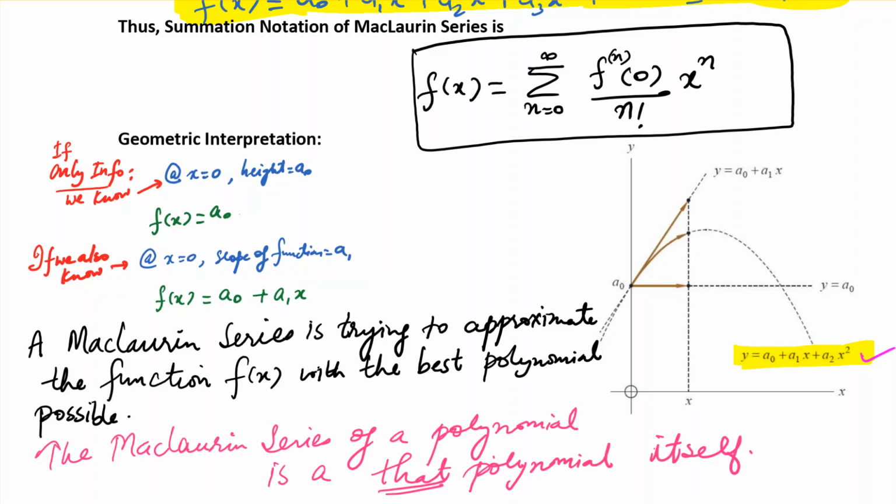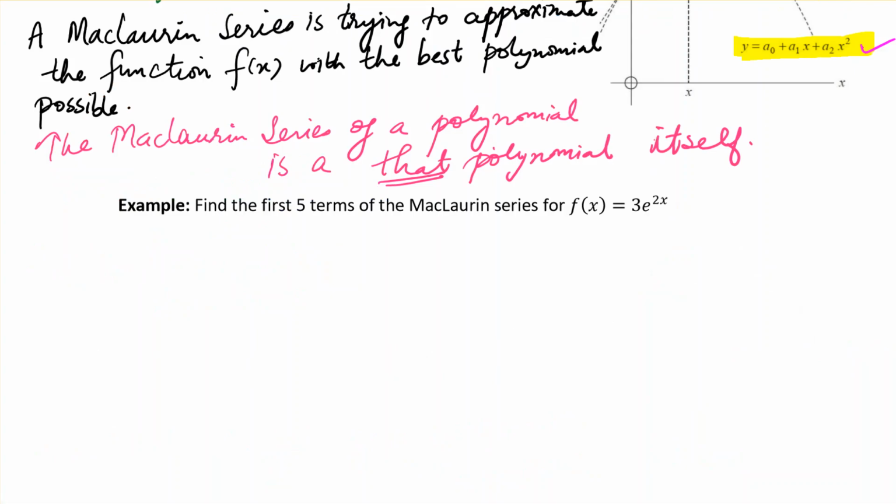All right, so now we're going to do a few examples in which we're going to try to find the Maclaurin series for some functions. In the first example, we need to find the first 5 terms of the Maclaurin series for the function f(x) equals 3 times e raised to power 2x.